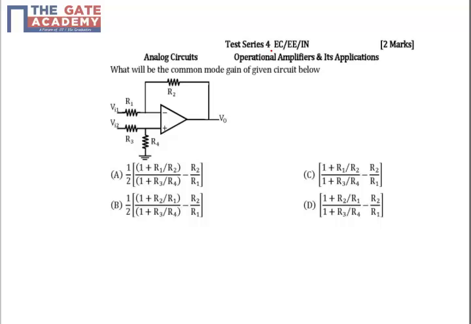Hello friends, this question is for the test series number 4. Subject name is analog circuit, topic name is operation amplifier. It's a 2 marks problem. Question says that calculate the common mode gain of the op-amp amplifier.